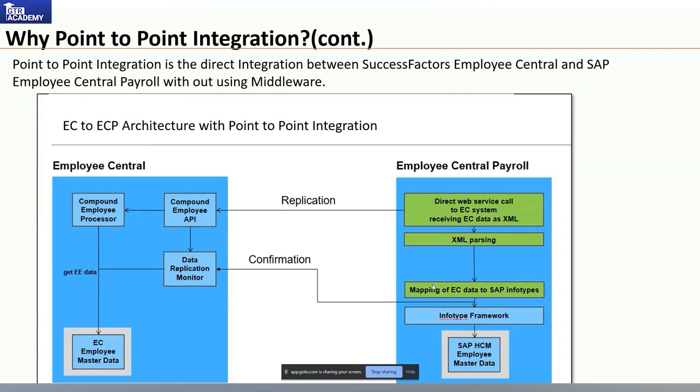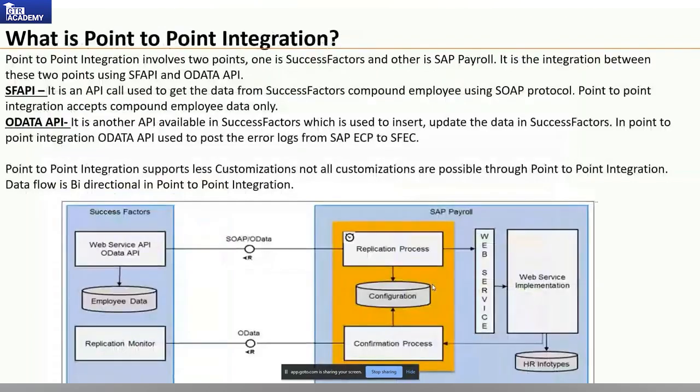Now, when I say point-to-point integration, as I said, the replication works in two different ways. One is through SF APIs and another one is OData APIs. So what is SF API? SF API means it pushes the data from Employee Central to the payroll system, or you can call it SAP pulls the data from SAP SuccessFactors Employee Central. But OData pushes the data from the payroll system to the EC or SF systems.